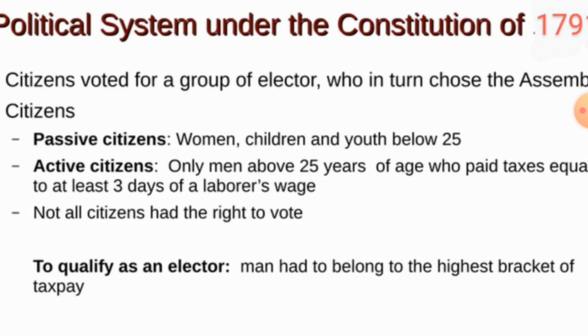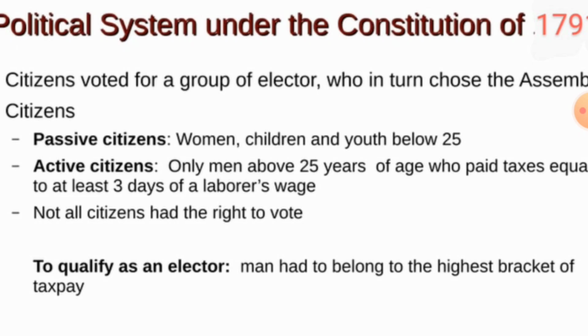So now we must understand the active citizens were only able to vote and elect an elector who in turn chose the assembly. So only about 4 million of a 28 million population were considered as active citizens and had the right to vote. So the remaining men and all women remained as passive citizens. So not all the citizens had the right to vote and qualify as an elector. A man had to belong to the highest bracket of tax payers to become an elector.